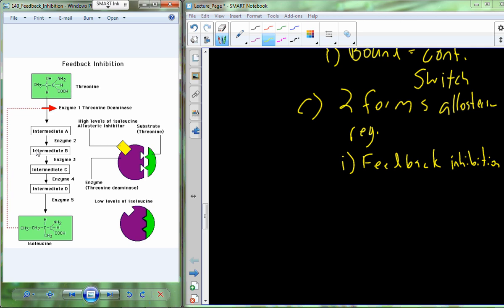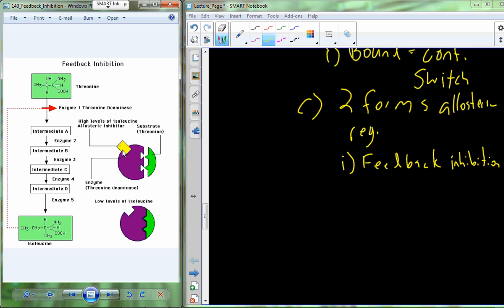So what if I have a whole bunch of isoleucine in the cell? I probably don't need more, right? I don't want to continually produce isoleucine, so I don't want threonine to be pulled through this process. If I'm running low on threonine, I don't want to lose all my threonine just to convert it into isoleucine. So sometimes one of these intermediate products, or the end product itself, acts on that first enzyme, which in this case is threonine deaminase, and binds to that enzyme at what we call the allosteric site.